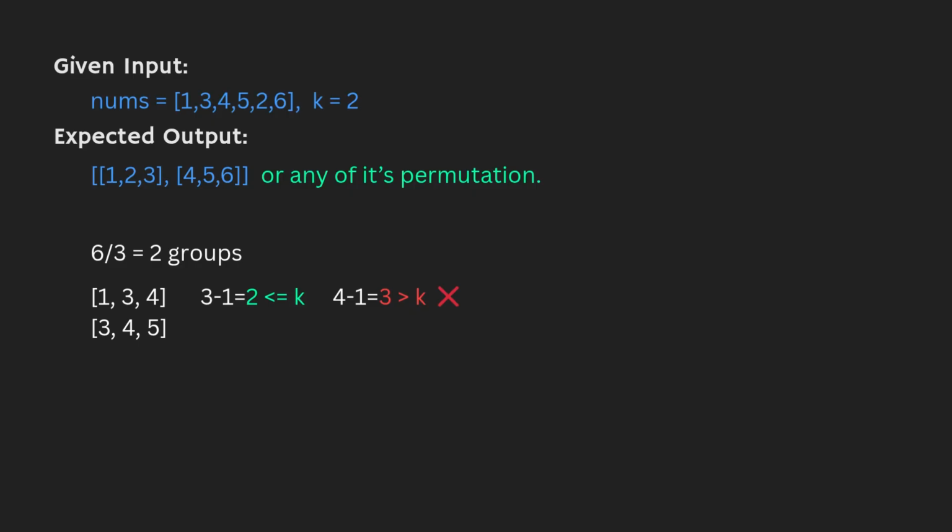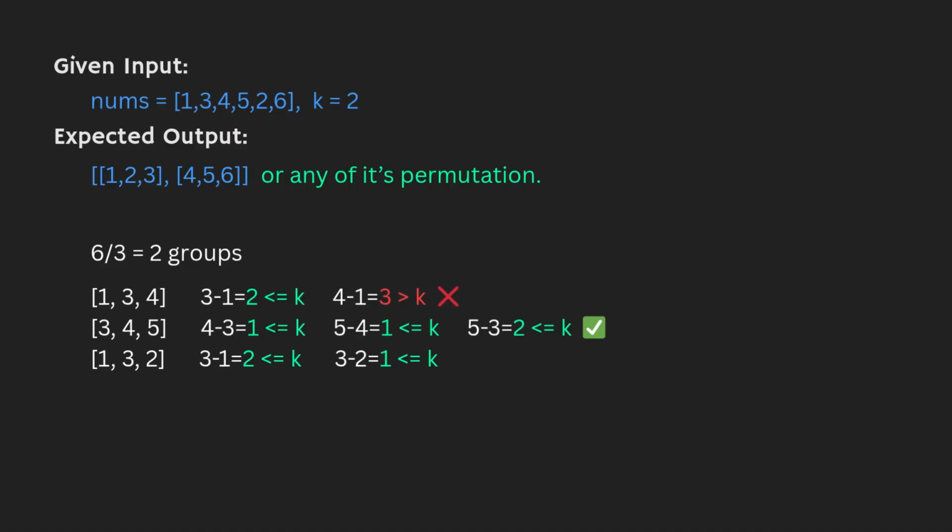Let's make another group, 3, 4, 5. The difference between 3 and 4 is 1, and 4 and 5 is 1, and 3 and 5 is 2. So all the differences are less than or equal to k, which is 2, so this is a valid group. Let's check another group, 1, 3, 2. The difference between 3 and 1 is 2, the difference between 3 and 2 is 1, and the difference between 2 and 1 is 1. All these differences are less than or equal to k, so this group is also a valid one.